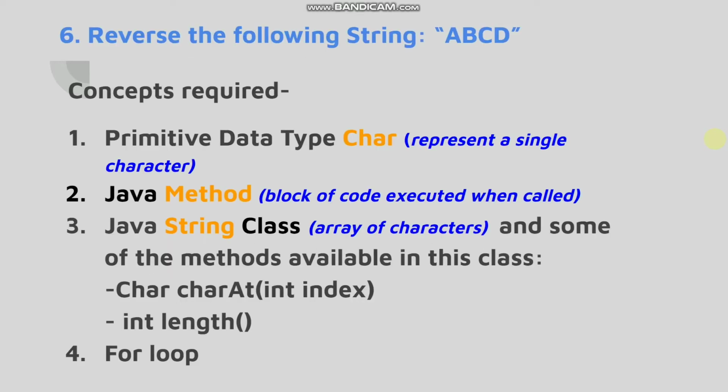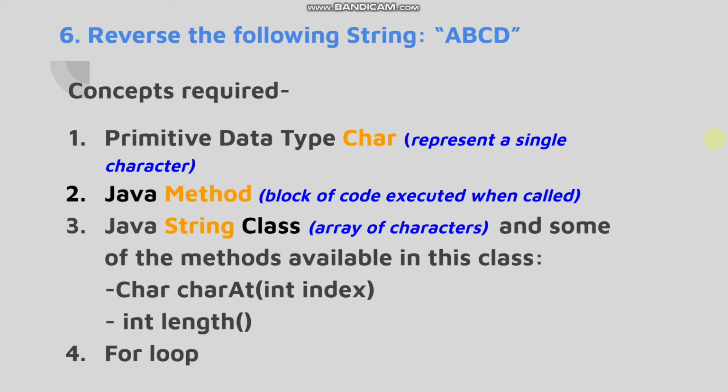Question number 6: reverse the following string A, B, C, D. So far we actually worked with primitive data types. This is the first time we are working on a string. You should know some concepts before you watch the solution.